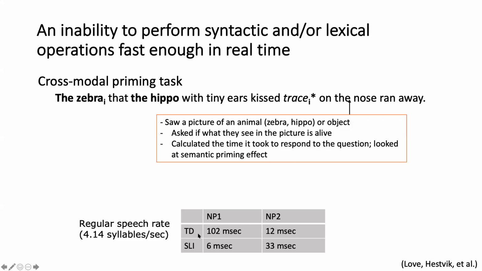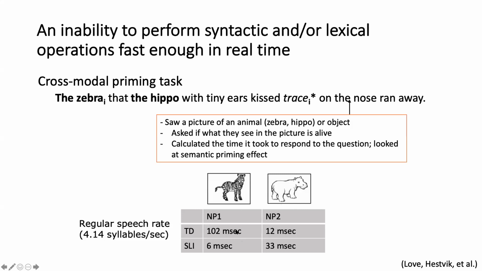And when they compared typically developing children to children with SLI, what they saw is that typically developing children were much faster when they saw NP1, which is the zebra, compared to when they saw the hippo, because here they should have been activating zebra. So when they saw zebra flash on the screen, they were super fast, like, yep, that's alive. And they were still fast at the hippo, but they were faster at the zebra.